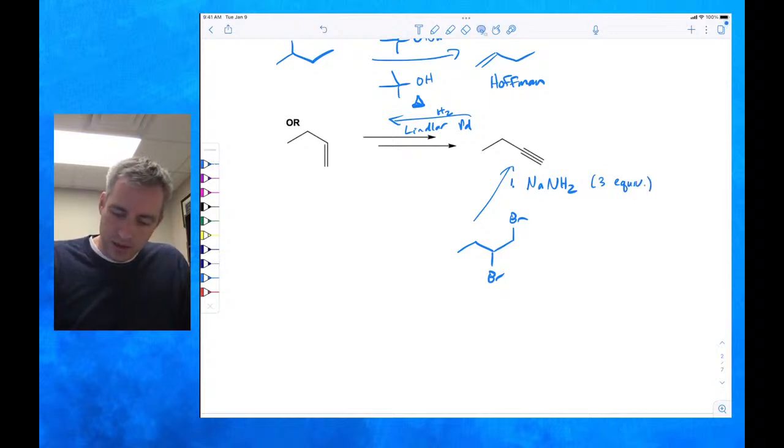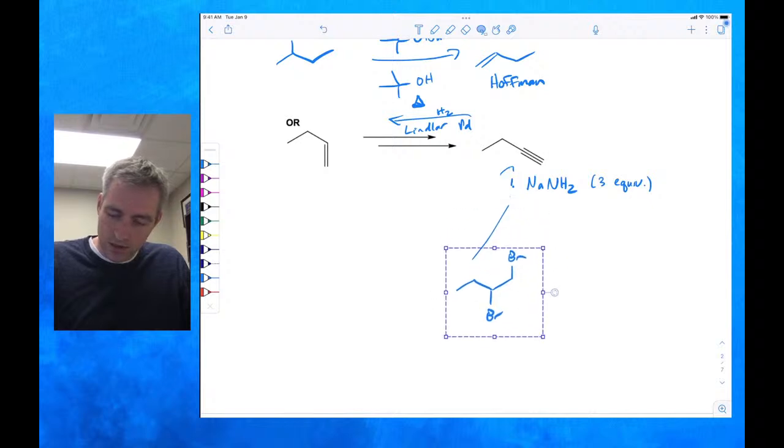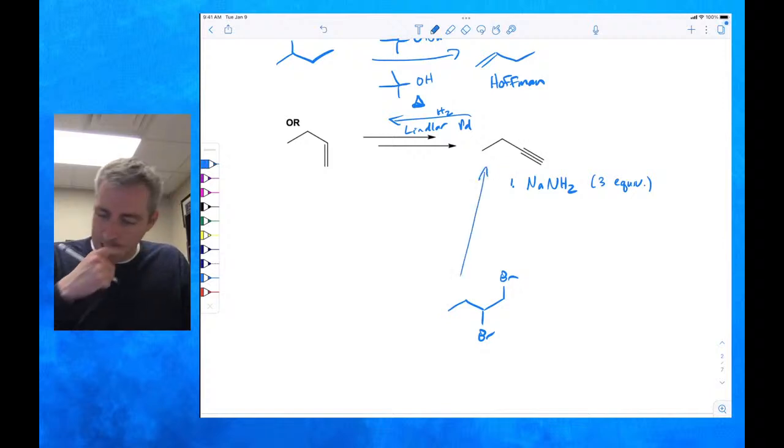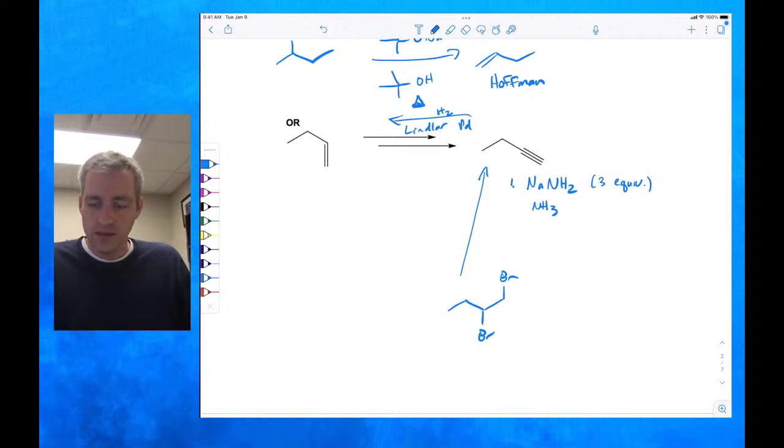And our solvent we use is NH3. So NaNH2 is a very strong base. This can do elimination E2. In fact, it can do it on an alkene to make an alkyne.